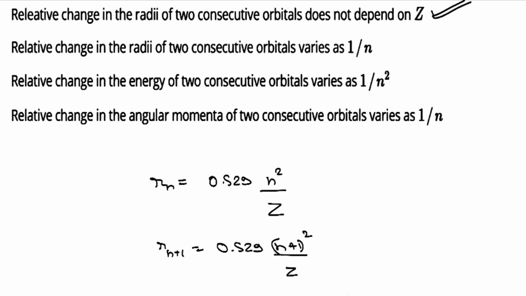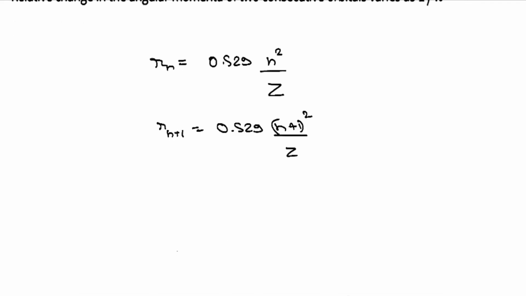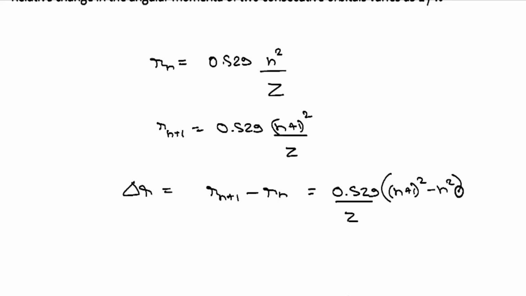The second statement says relative change in radii of two consecutive orbitals varies as 1 by n. We already have the radii of nth and n plus 1th orbital. So the change in the radii of two consecutive orbitals, that is delta R, is equal to R(n+1) minus Rn, which is equal to 0.529 by Z times (n plus 1) squared minus n squared, which is equal to 0.529 by Z times (2n plus 1).